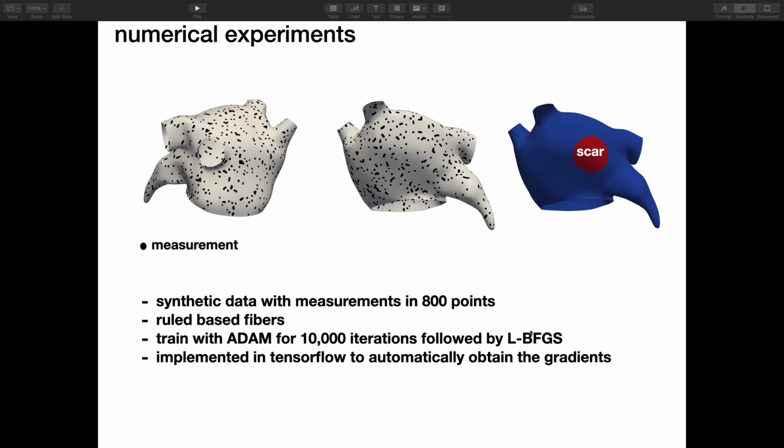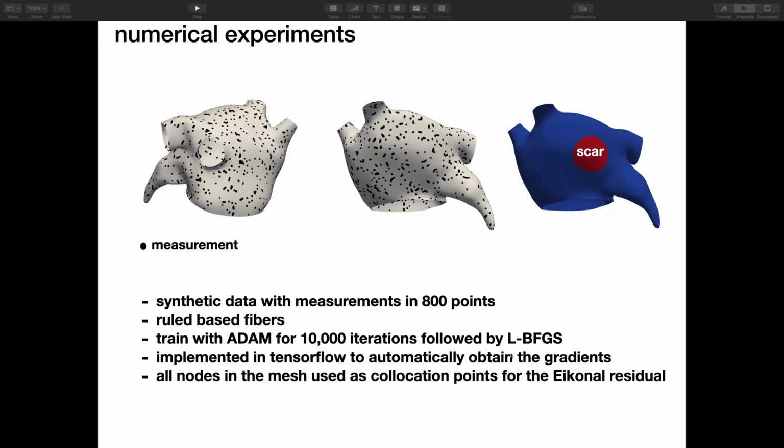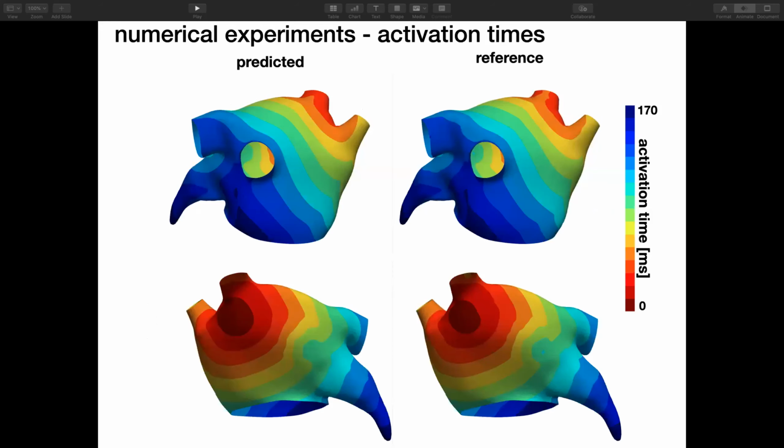And we implemented all this in TensorFlow, so the gradients are computed automatically. And all the nodes in the mesh are used as collocation points for the eikonal residual, but we use batches, so this is very efficient. We don't use all the points at every iteration. We only use a small proportion of them.